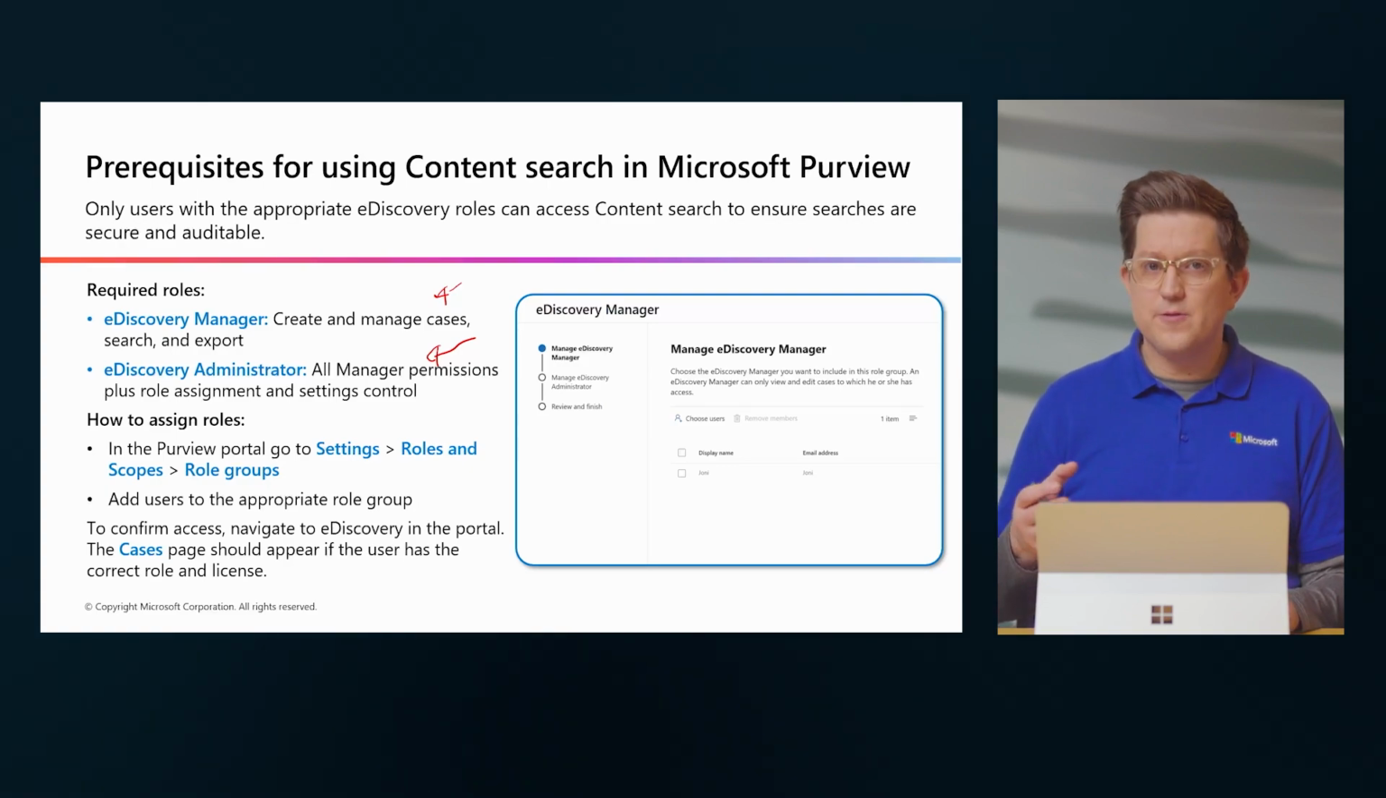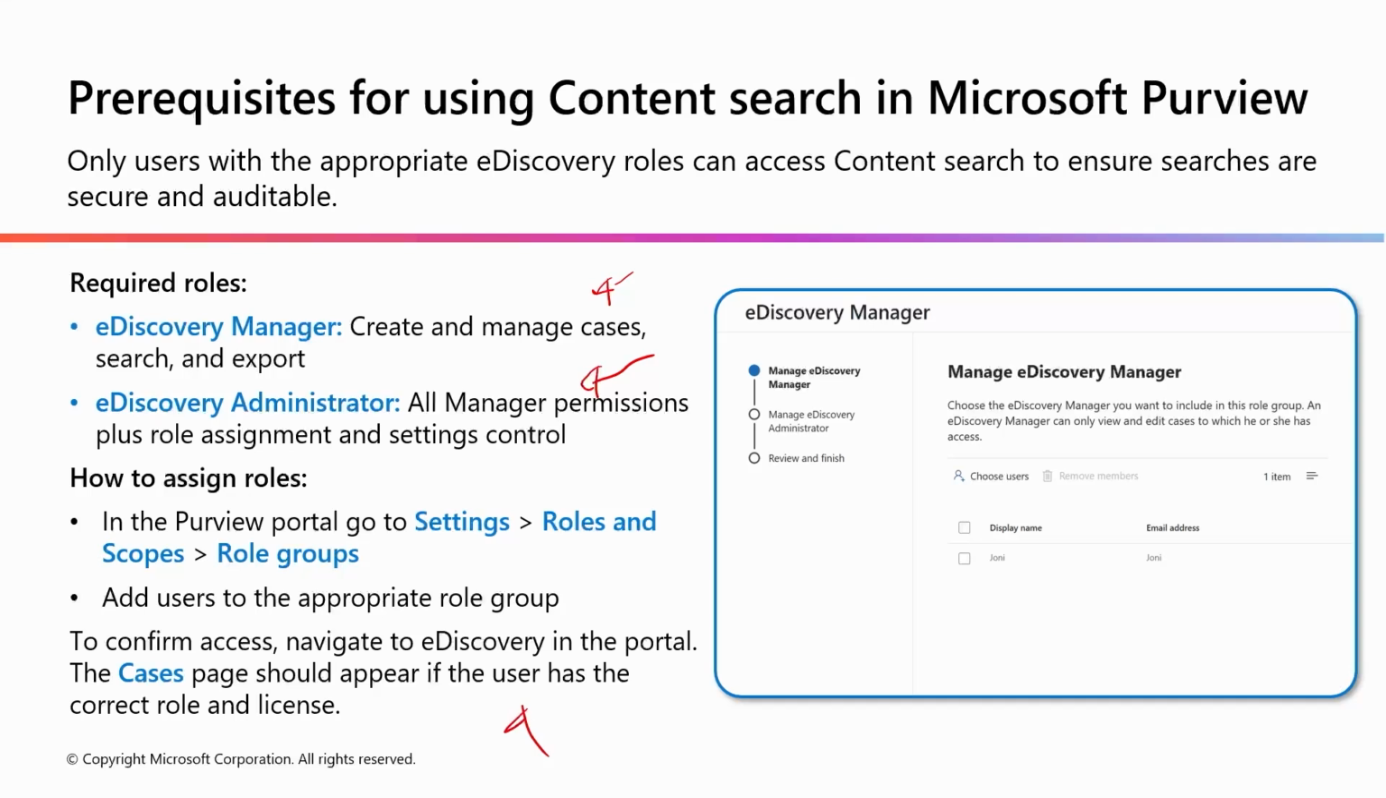The easiest way to confirm the access is actually just to go to the portal. If you see the case page, you'll be able to know that you're in the correct role and license, but if not, you won't have access to that component there. All right, so we've got our permissions set up, we've got things ready in the portal. How do we actually use content search?